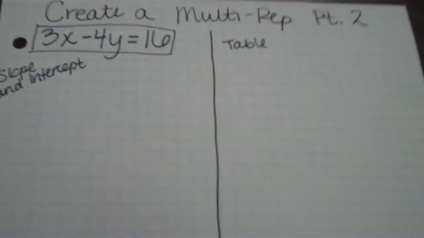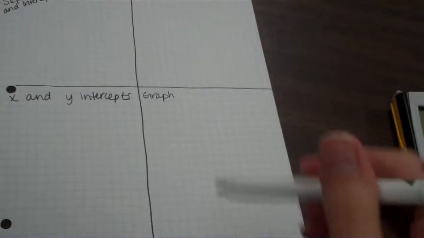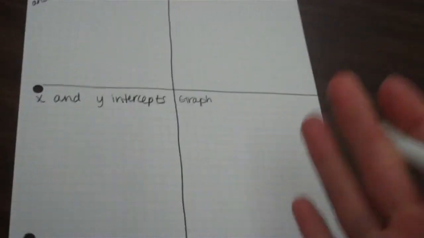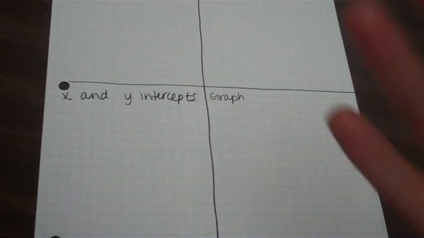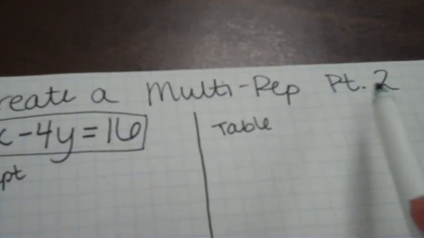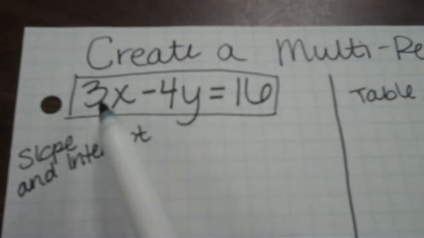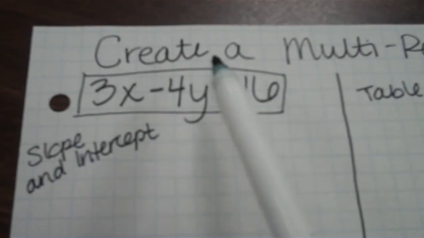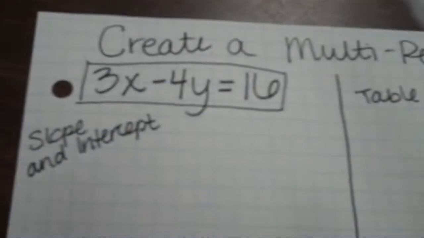Okay? So yet again, you should have graph paper from me. You should make a big T. Okay? Be neat. Because on your assignment, I need you to be neat so I can clearly see what's going on. Title your notes, create a multi-rep part 2, and we're going to do this problem. 3x minus 4y equals 16. And then you're going to label your boxes.